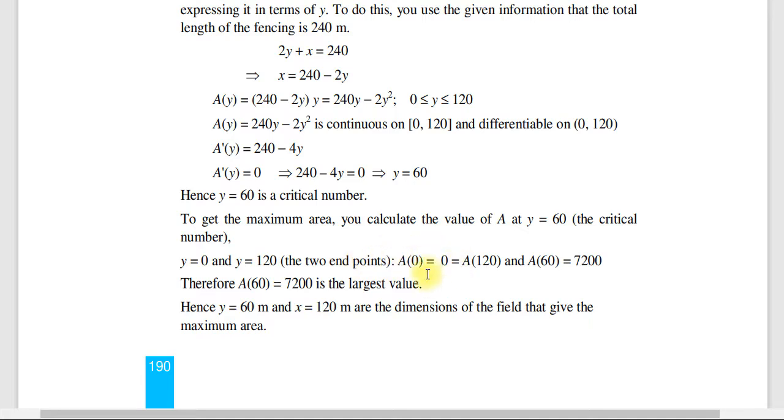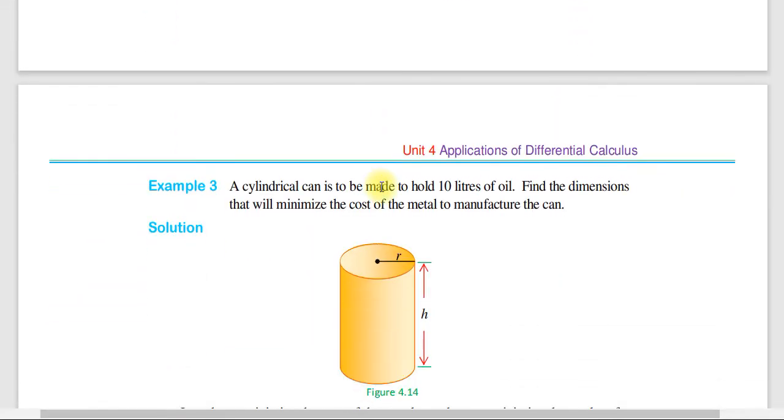So, A of 0 is 0 ይመጣል. A of 120 is 0 ነው ይመጣል. And A of 60, 7200 ይመጣል. Therefore, A of 60, 7200, is the largest value. Hence, y is equal to 60 meter and x equal to 120 meter are the dimensions of the field that gives the maximum area. ስለዚህ እንደዚህ አድርገን መፈለግ እንችላለን ማለት ነው.